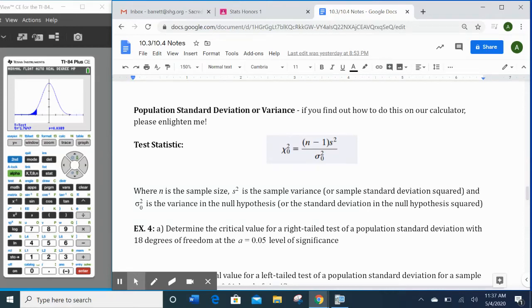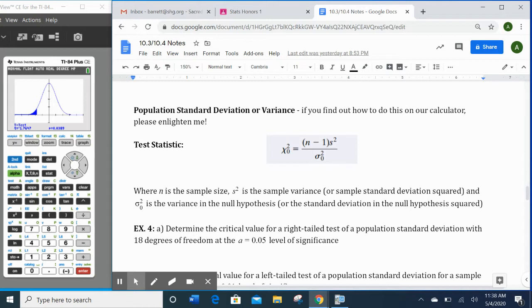All right, so standard deviation and/or variance is going to be a little bit tougher because there's no test on your calculator that you can use that I know of. If there is and you find it, please let me know because it'll save us time. So we are going to have to evaluate its test statistic by hand.